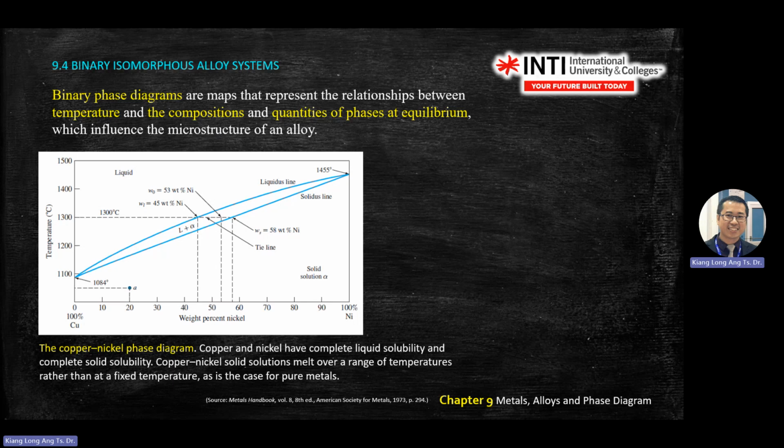What the graph is representing is how much nickel and copper are mixing together at a certain temperature. Yes, this is like the solubility line. Or you can say solubility line.